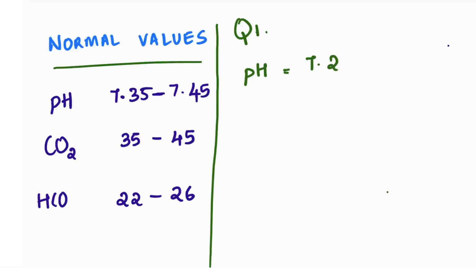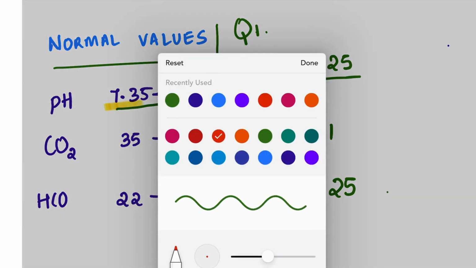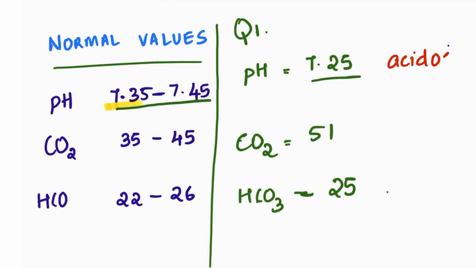On the left side, I have the normal values, and the question will be on the right side. pH 7.25. You can clearly see that it's less than normal value. Carbon dioxide 51 and bicarbonate is 25. Okay, so any value of pH which is below 7.35 is acidic. Acidic, so your blood is acidic.